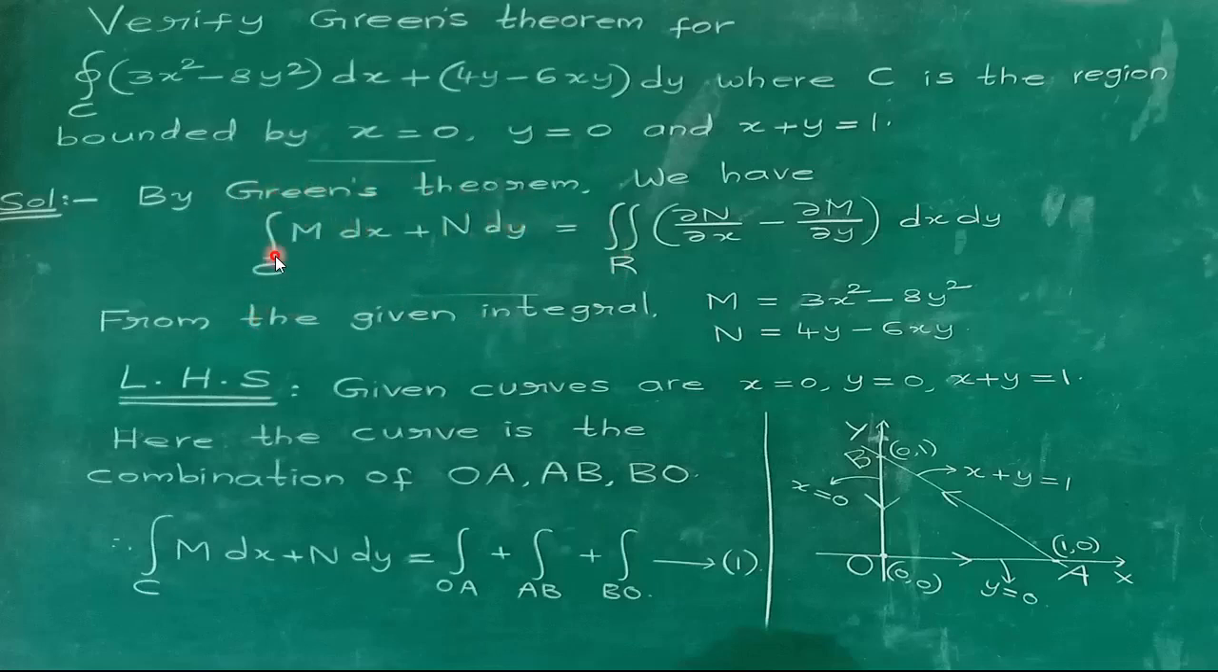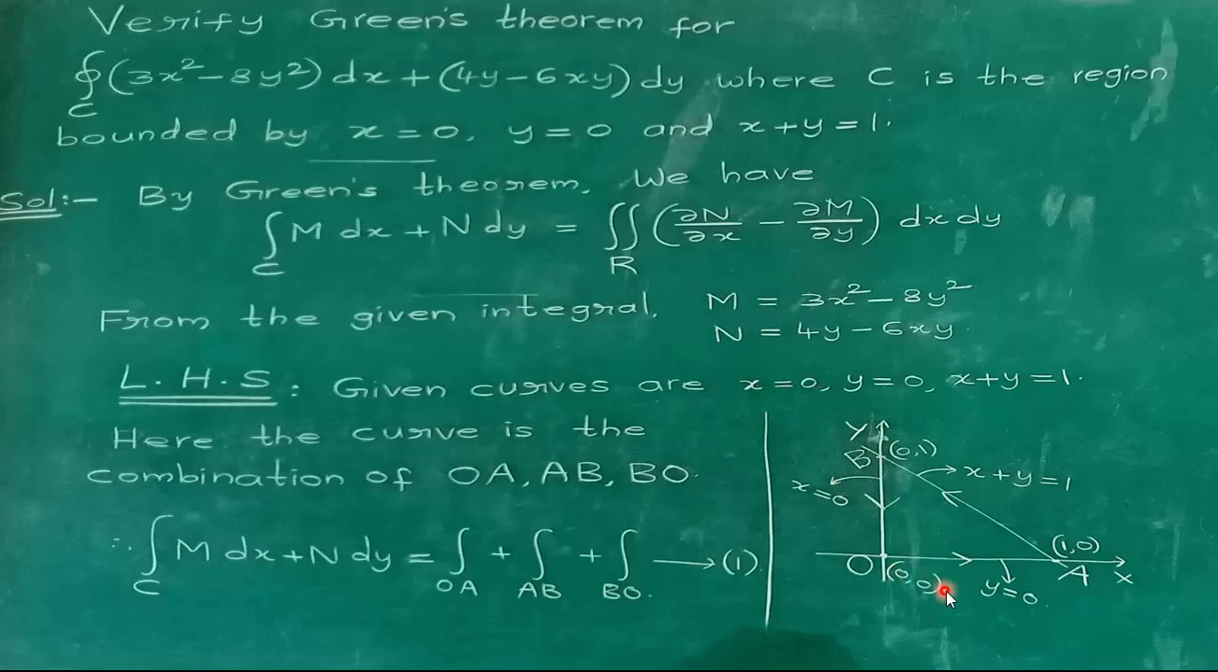So what is LHS here? Integral C m dx plus n dy. So if you want to evaluate the line integral value, first we have to draw the rough diagram of the given curves, right? Then we can evaluate. So what are the given curves here? The given curves are x is equal to 0, y is equal to 0 and x plus y is equal to 1. So what is the rough diagram of the given curves here?